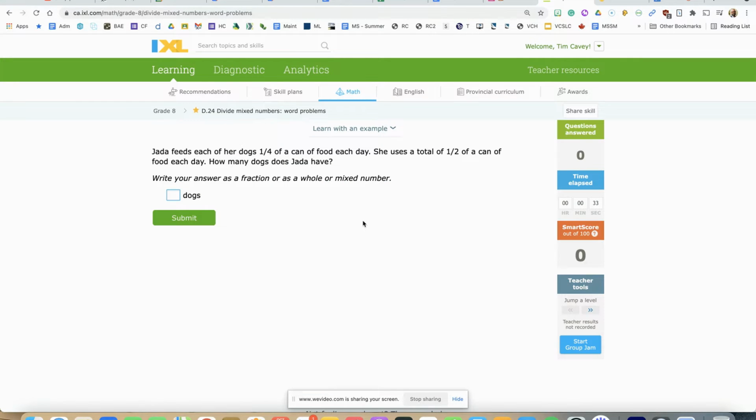Jada feeds each of her dogs 1/4 of a can of food each day. She uses a total of half of a can of food each day. How many dogs does Jada have?